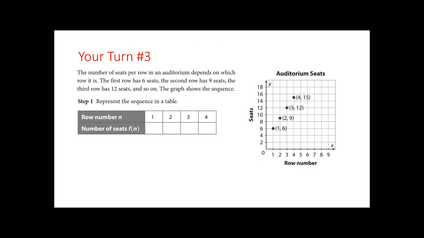All right, so your turn number 3. Go ahead and look here at our situation. We have seats in an auditorium, and that depends what row it is. So the first row has 6 seats. And then basically just second row, the third row, and so on. See if there's a common difference. All right, so go ahead and complete that table.